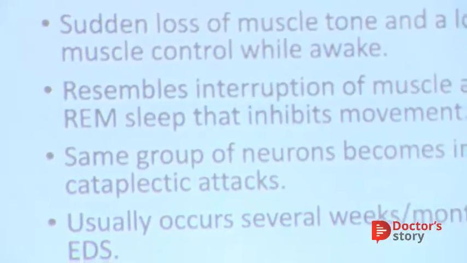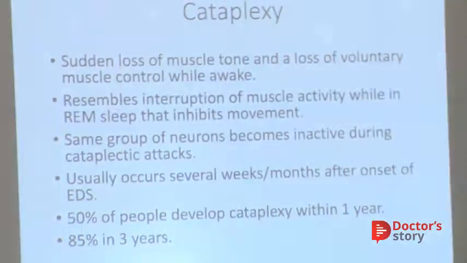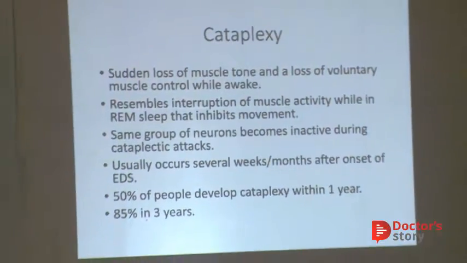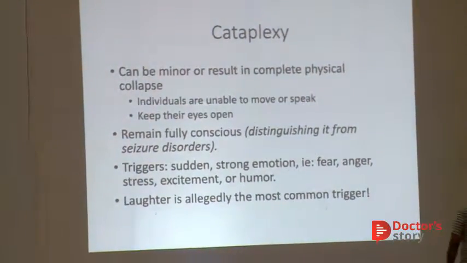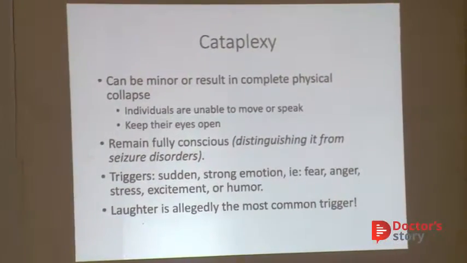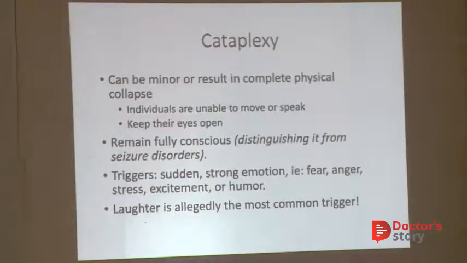Cataplexy is a sudden loss of muscle tone, and it could be extremely subtle. You are sitting there, and many times people are resting their head on their arm, and then the arm slides, and you will feel a little bit of muscle twitching on one side of the face, so weakness on one side of the face. That can be very minor. Individuals are awake, but they are unable to speak, and their eyes are open. So what happens here in cataplexy?